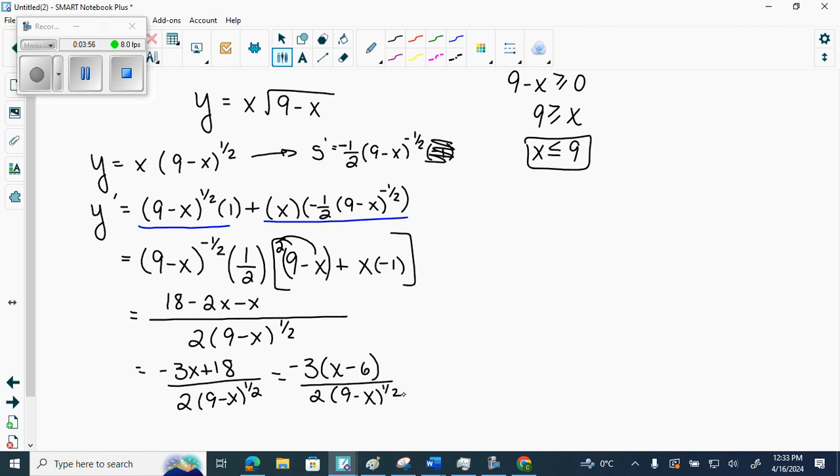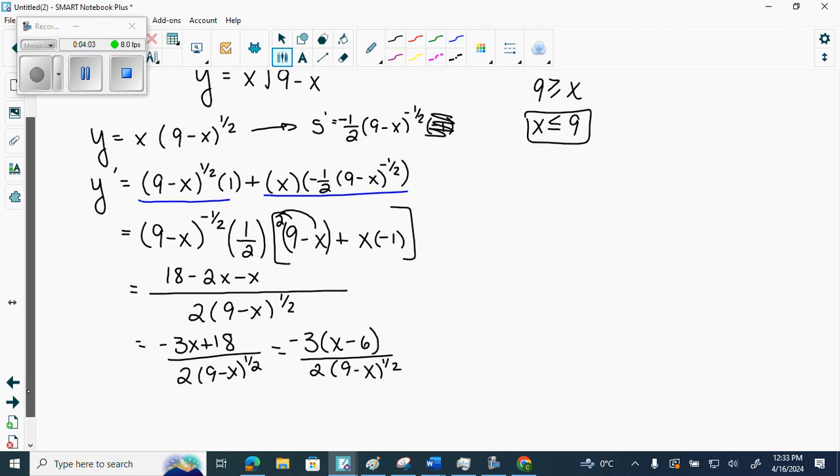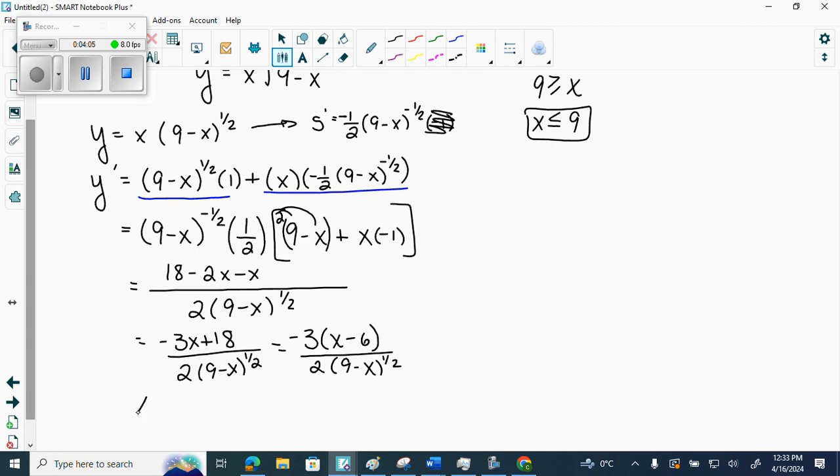So the negative 3 and the 2 do nothing. We agree? They do something when we get to the number line, but they don't give us a critical number. We take the other two and get our critical numbers from them. So we get x minus 6 equals 0, so x equals 6. And then we get (9 minus x) to the 1/2 equals 0.